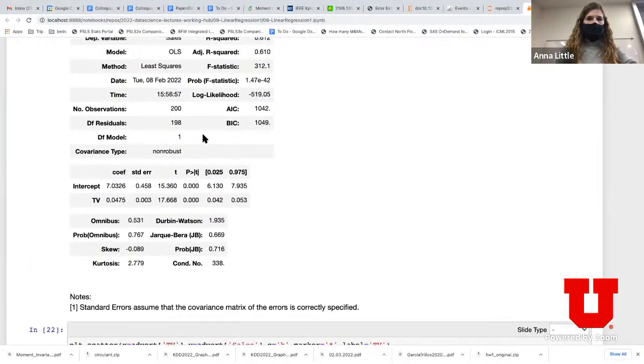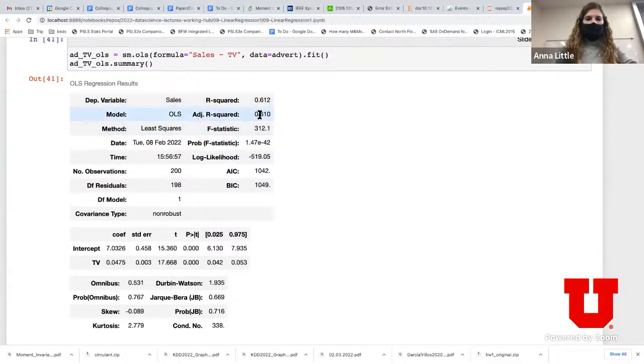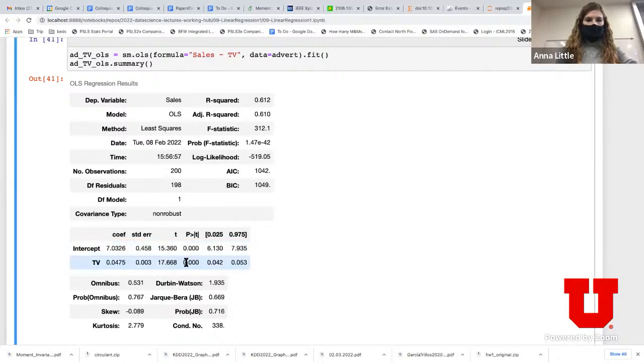Okay, so here we go. What I pointed out before was the R squared, that's important. The coefficients, those are important. And next to each coefficient, you're going to see a p-value. That's this number right here, okay?